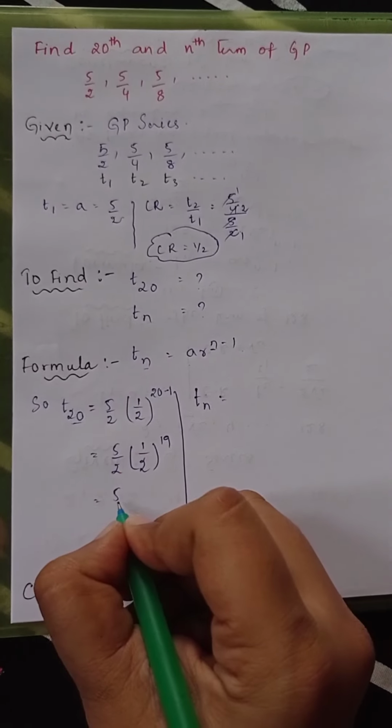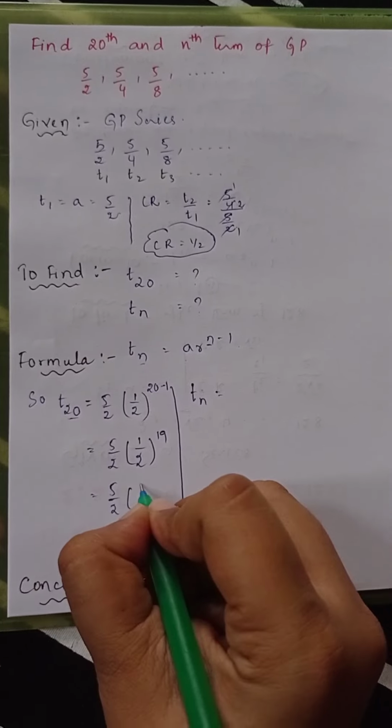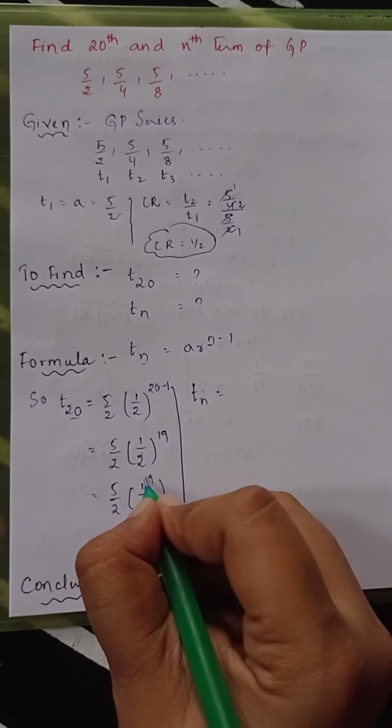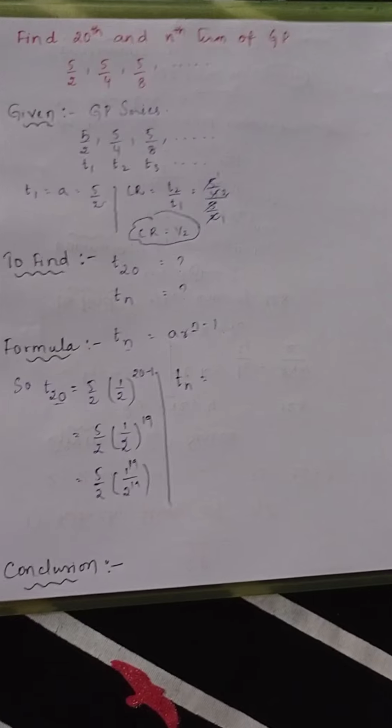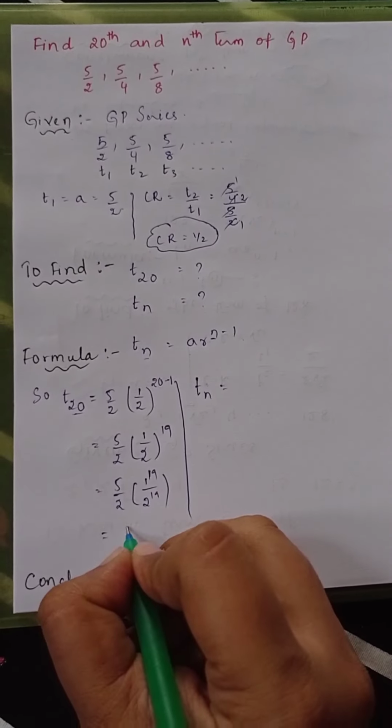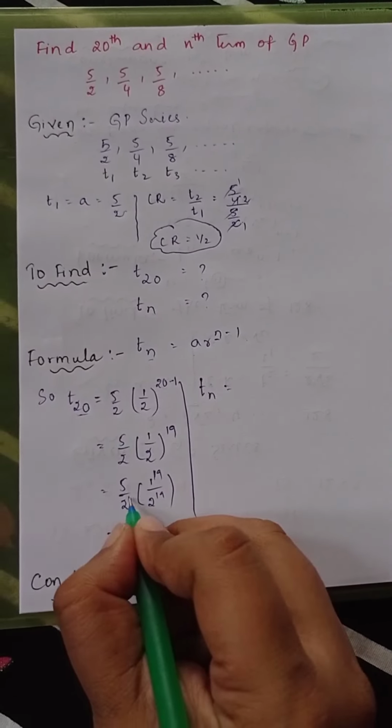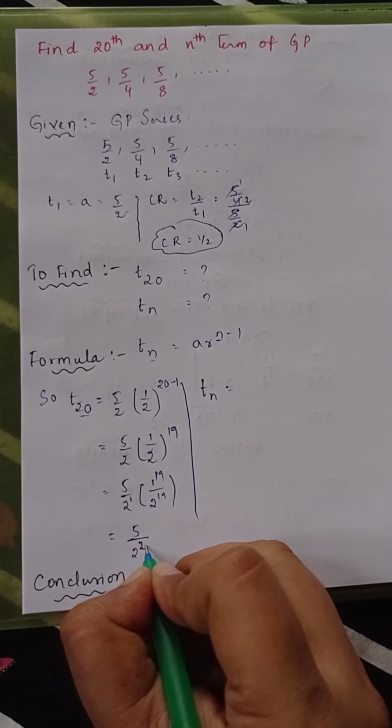So you need to take the exponent for both numerator and denominator. We'll get this. So in the denominator you can see as the bases are equal, exponents must be added. So 2 power 20. Done.